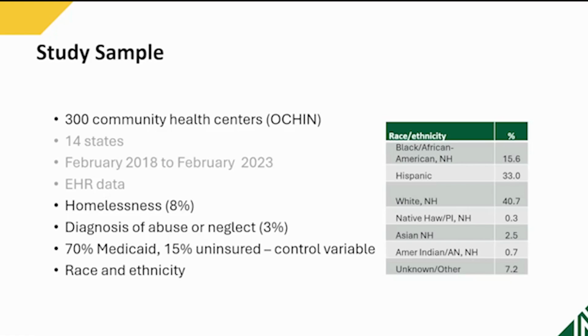So in this sample, we have 16% Black or African American non-Hispanic, 33% Hispanic, 41% white, and very small numbers of Asian, American Indian, and a fraction where it's other or unknown.